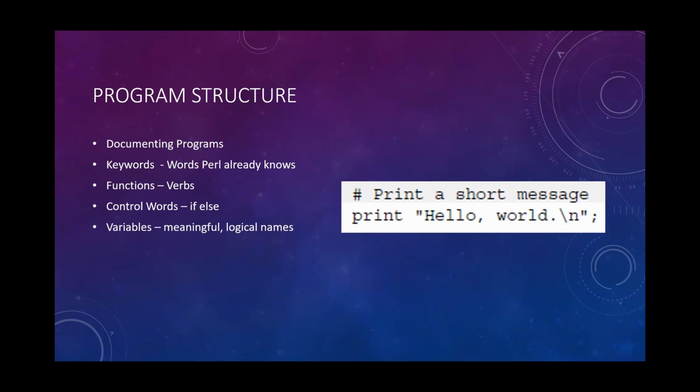So in C or JavaScript or some of the other languages we've looked at, the control words to do looping and decision making are typically not given their own title. They're just all called keywords, but in Perl we do call them control words. Finally, variables. We want to make our variables meaningful and logical, just like we always do. So here we've got a documented line with the hashtag that says print a short message, and we put it before our hello world, and it is completely ignored because it's a comment.